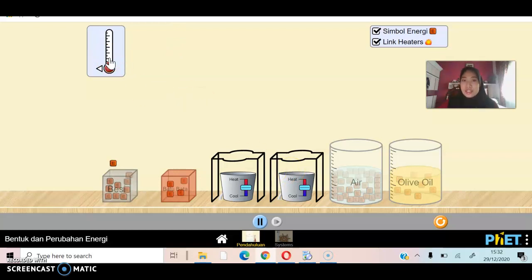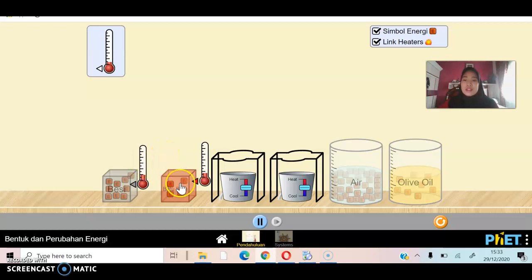First step, we check the temperature of the object. We put the thermometer in the water and also the olive oil. As we can see, the temperature is the same. And then we also check the temperature of the bricks and the iron. Okay, the temperature is also the same.